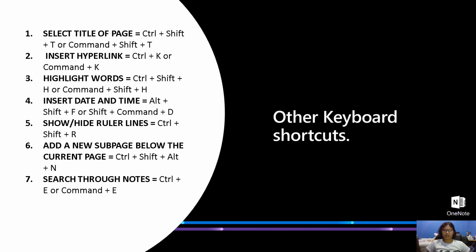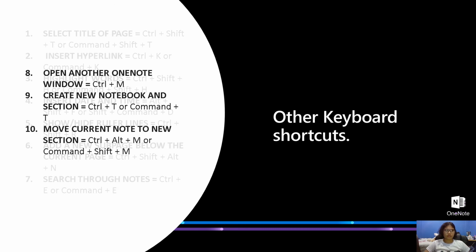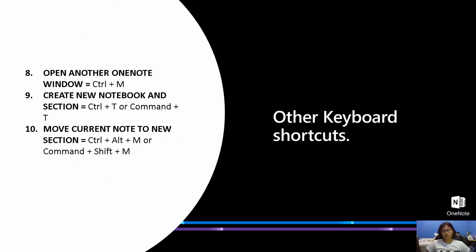If you want to add a new subpage below the current page, just press Ctrl Shift Alt N. If you want to search through notes, just press Ctrl E. If you want to open another OneNote window, press Ctrl M. If you want to create new notebook and section, just press Ctrl T. And lastly, if you want to move current note to a new section, just press Ctrl Alt plus M.